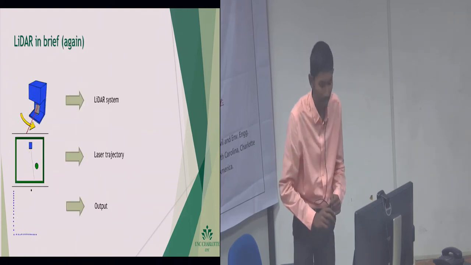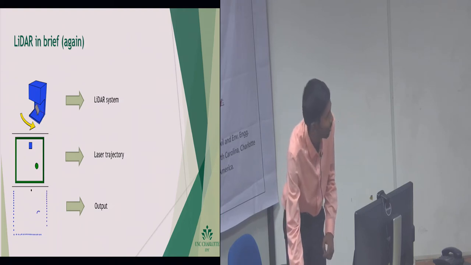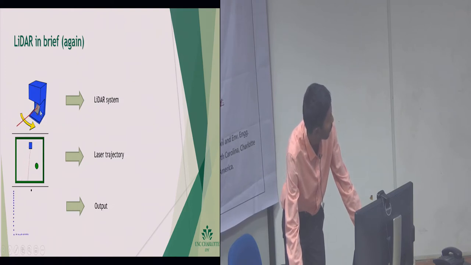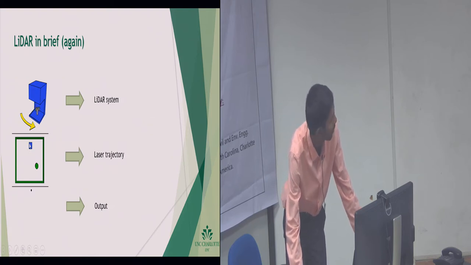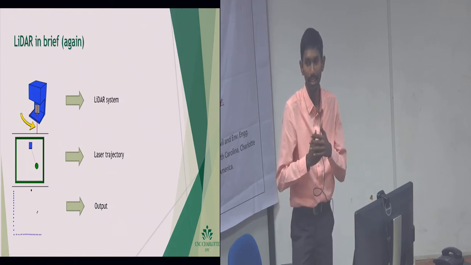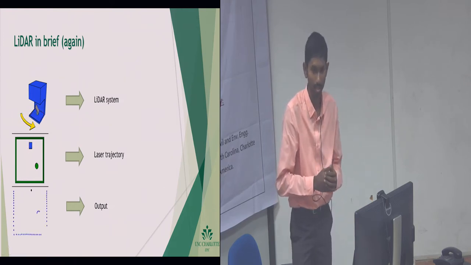So again, we have this animation. So what actually happens? We have a laser source here. We have the scanner system, which is a rotating mirror. And light gets reflected from the surfaces, as you could see here. After it gets reflected, it gets directed to the laser detector. And by measuring the time difference between the emitted light and the received light, we get the distances.